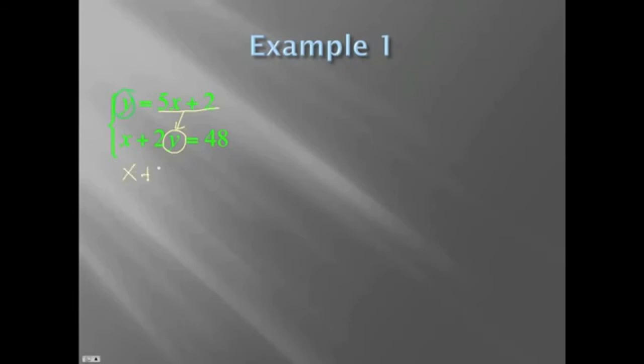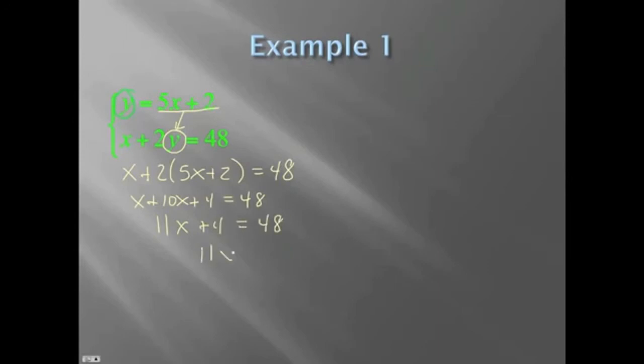Now watch what happens when we do that. We get x plus 2 times 5x plus 2 equals 48. No big deal, except that now we have only one variable. We have x, we have it twice, but there's only one variable. We know how to solve for that. So let's go ahead and solve for x. It's going to give us x plus 10x plus 4 equals 48. We can simplify that now. It becomes 11x plus 4 equals 48. We subtract the 4 and we get 11x equals 44. Divide by 11 and we get x equals 4.